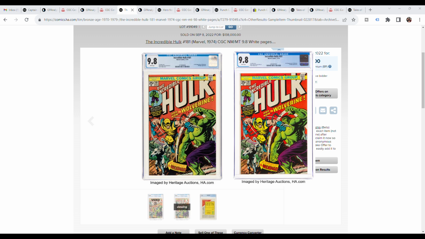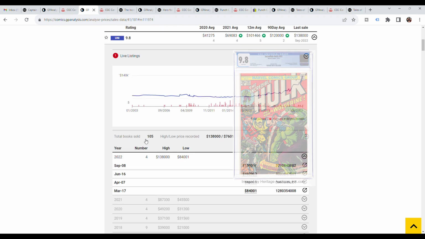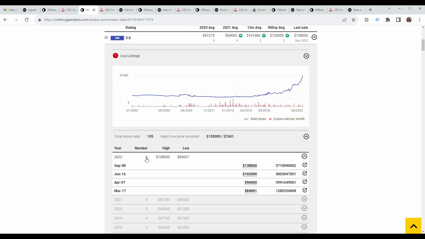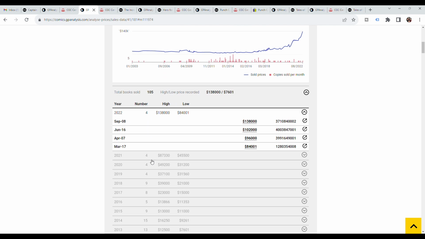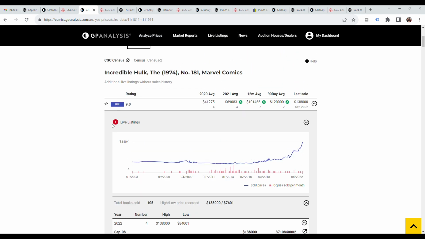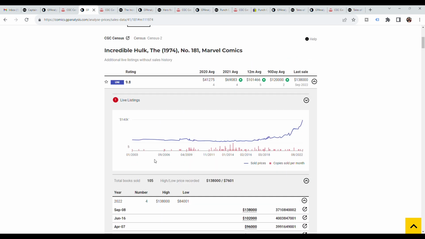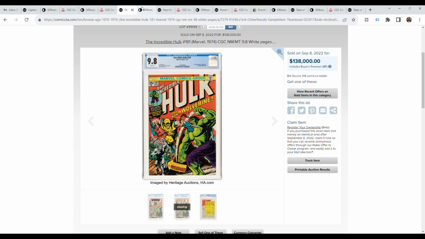And especially considering that this book does change hands somewhat often. I mean, this year there's been 4 sales so far, and every year 4, 4, 4, 9. So it's not like they're without options for this book if you can just be patient and wait. It makes me wonder if the person who bought it was an investor, not a collector.